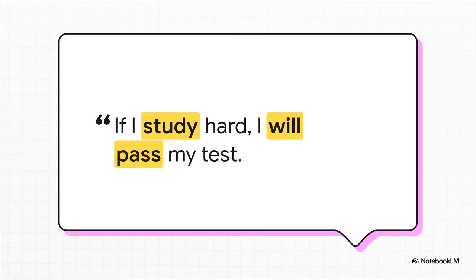Let's check out the first type, which is all about real possibilities. If I study hard, I will pass my test. See how that works? The if part, the condition, is in the present tense. If I study, and the result is in the future, I will pass. It's a straightforward cause and effect for something that could really happen.